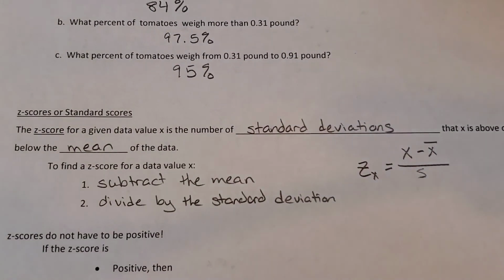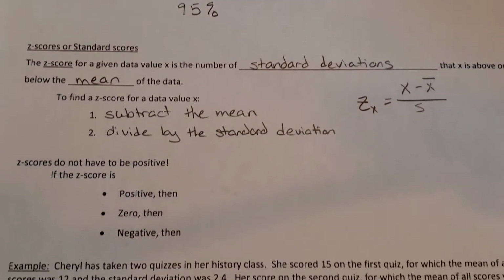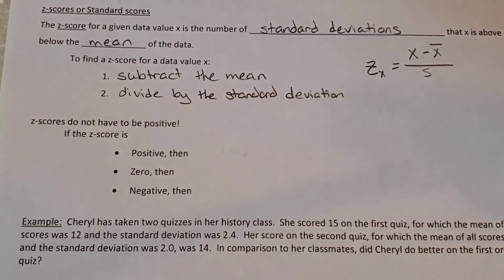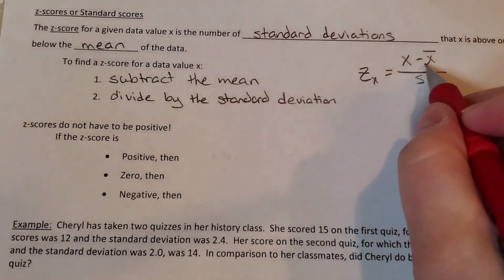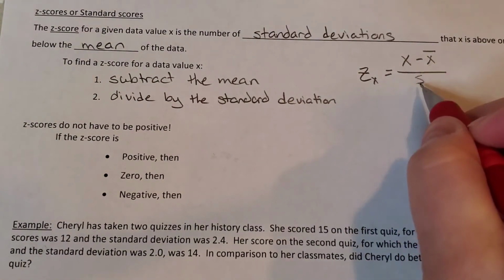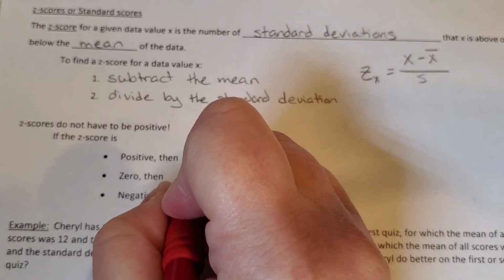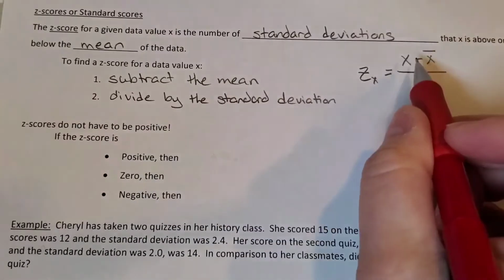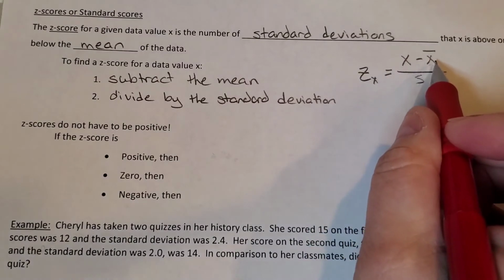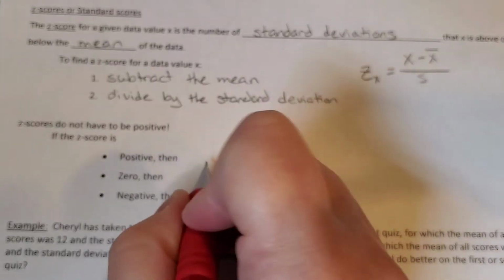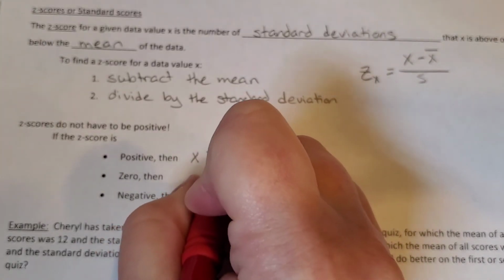Now, turns out z-scores do not have to be positive. If the z-score is positive, then that means when you subtracted, you got a positive number, you divide by a positive, and you still have a positive. And so that tells us that our data value had to be larger than our mean, so that when we subtract, we have a positive value.